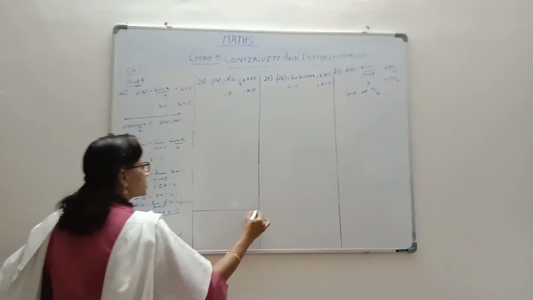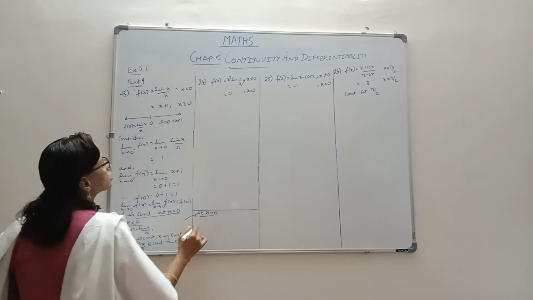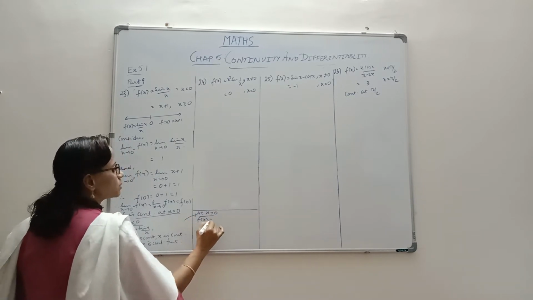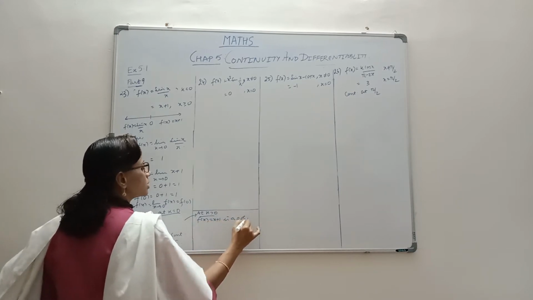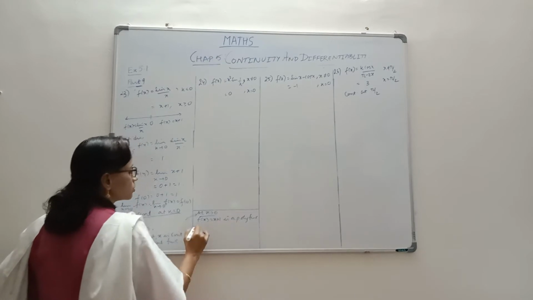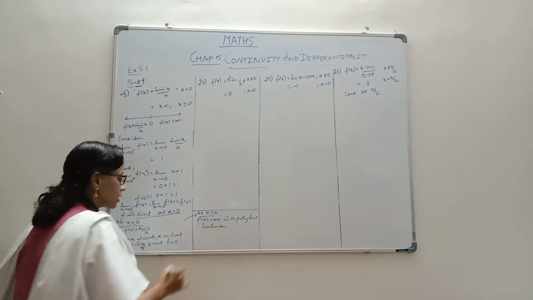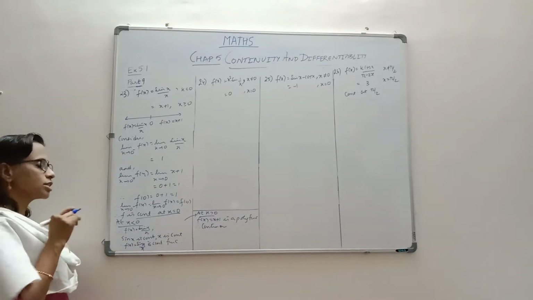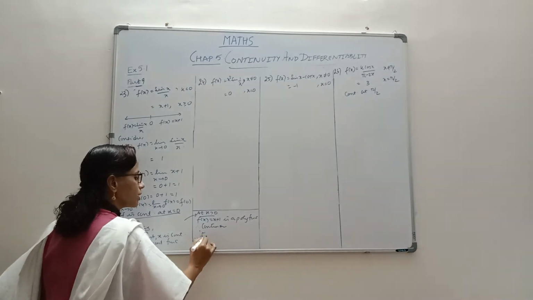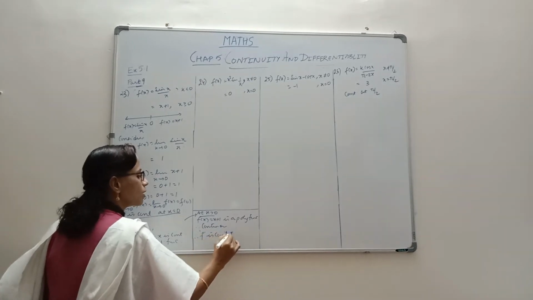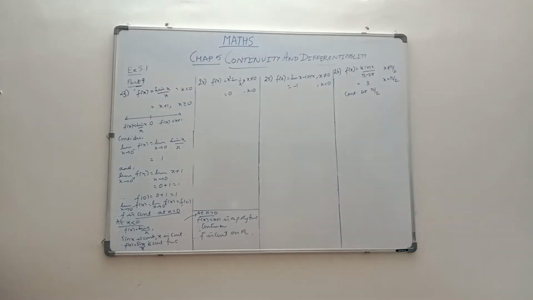Now let's check what happens at x greater than 0. At x greater than 0, the function is defined as x plus 1. That means it's a polynomial function, and a polynomial function is continuous everywhere. So at x greater than 0, it is continuous. At x less than 0, it is continuous. At x equal to 0, also it is continuous. So therefore, the function is continuous everywhere. So f is continuous on R. That's it. So that's about the continuity.